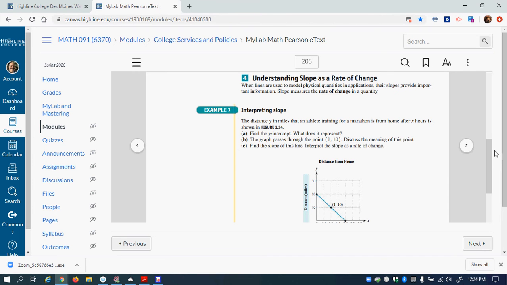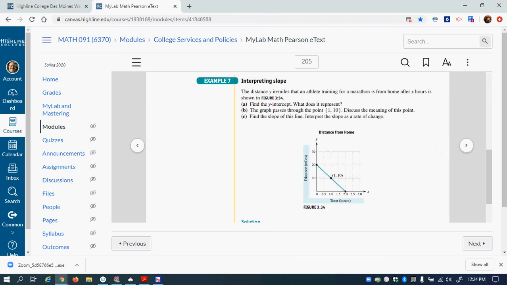So let's take a look at example 7. Example 7 says the distance y in miles that an athlete training for a marathon is from home after x hours is shown in this graph right here. Find the y-intercept and what does it represent. So the y-intercept is right here at (0, 20). And what that means is at 0 time, they are 20 miles away from home. It looks like that's what it says. It's the distance they are from home.